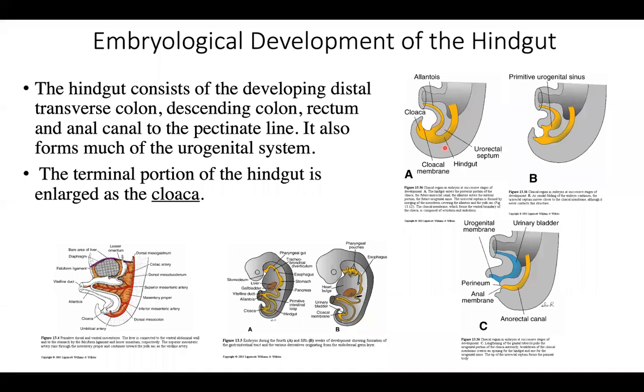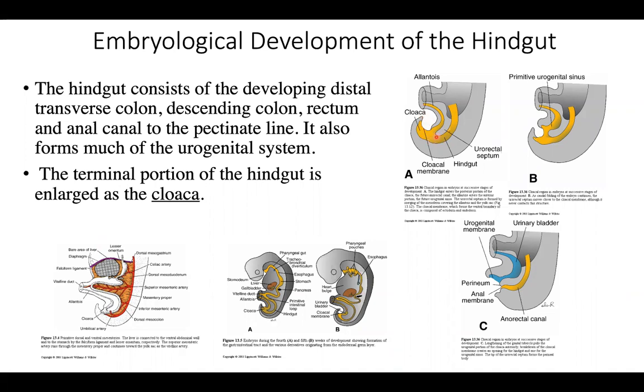But you have to have an idea that the cloaca is developing into urinary bladder, external genitalia, and rectum, anal canal, and some little part of the sigmoid colon. So this is very important. And that's why they share epithelium after development.